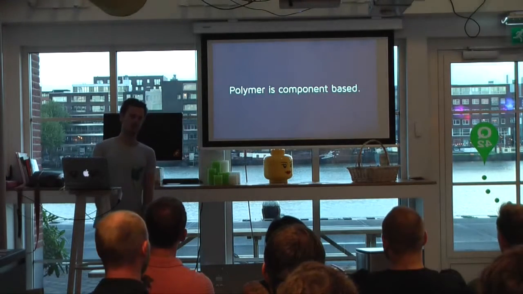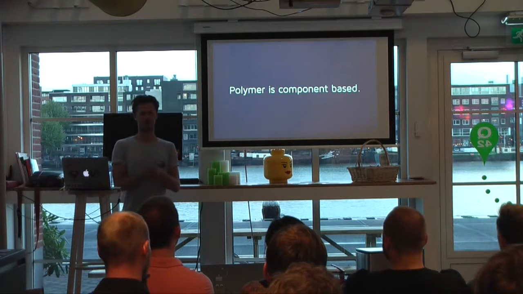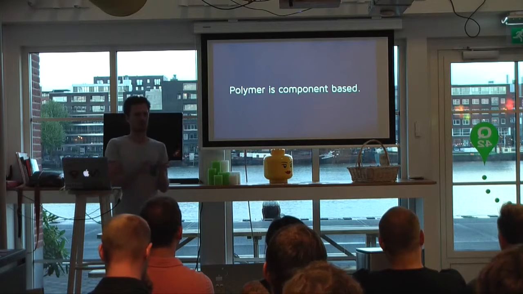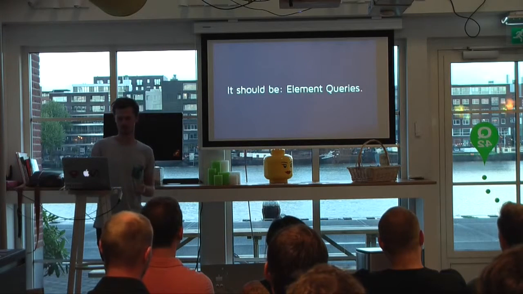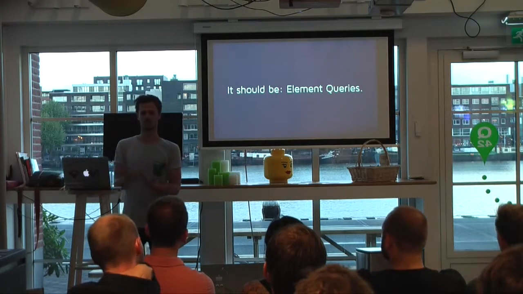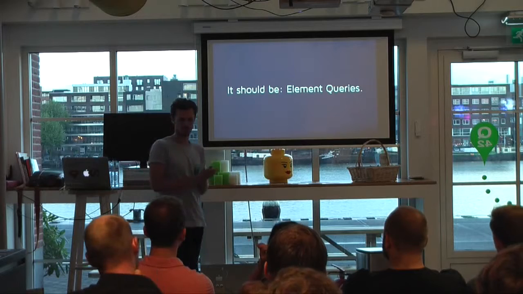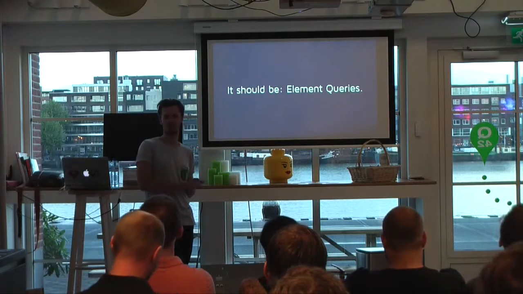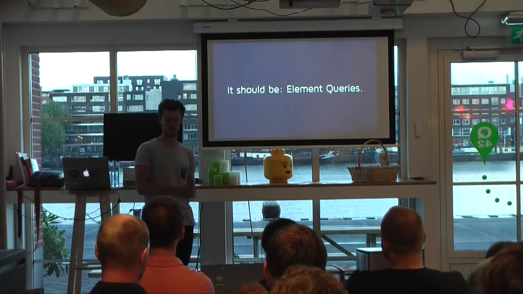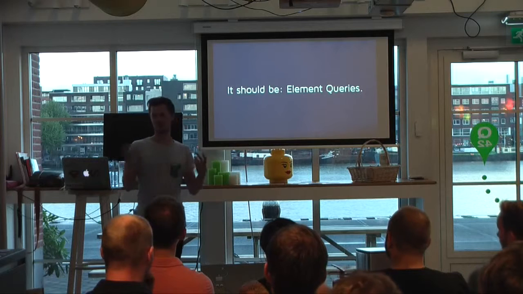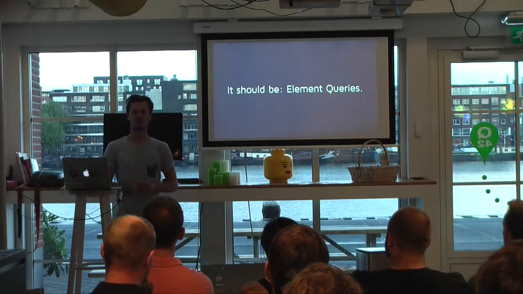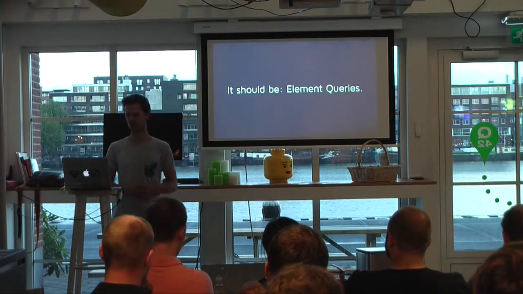The cool thing is that, as I just explained, Polymer is component-based. You can write components, and they have everything contained, all of the code, styles, and scripts. So media queries should actually move to element queries. About two or three years ago, Tab Atkins, one of the guys at Google working on the browser specs, wrote a really good post on element queries. People were talking about, oh man, how should we do this?